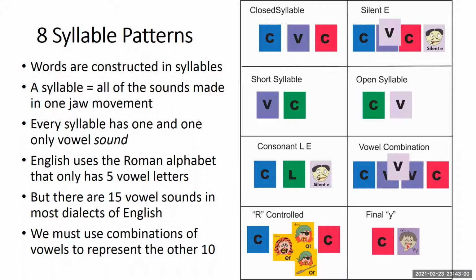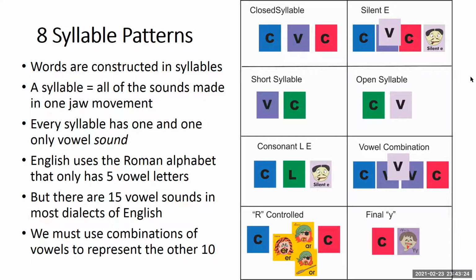Every syllable has one and only one vowel sound. It can have more letters, but only one vowel sound. And that's because English uses the Roman alphabet that only has 5 vowel letters, but there are at least 15 vowel sounds in most dialects of English. Therefore, we must use combinations of vowels to represent the other 10.